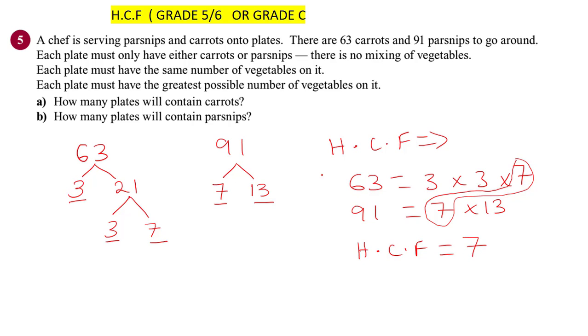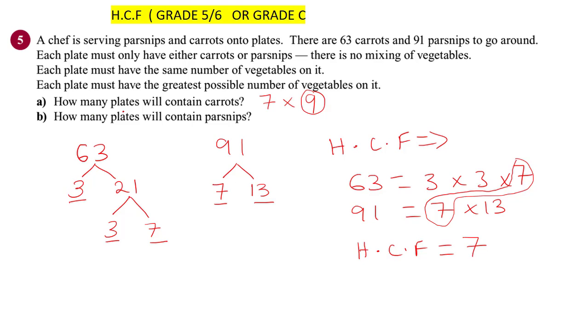So it means that these carrots, we're going to be dividing them into portions of 7 carrots each. Okay? And then the parsnips, we're going to be dividing them into portions of 7 as well. Right? So for question A, it says, how many plates will contain carrots? Remember, one plate is having 7, but there are 63 of them, which means that I'm going to have what? I'm going to have 9 plates.